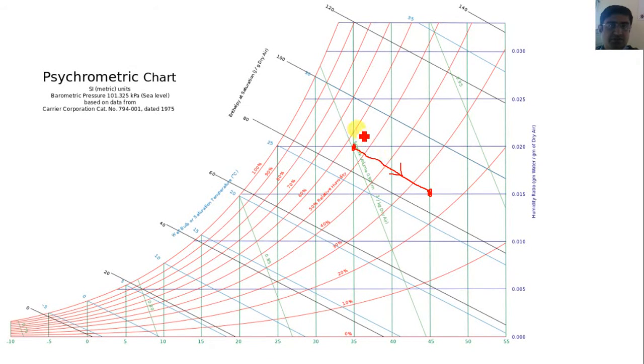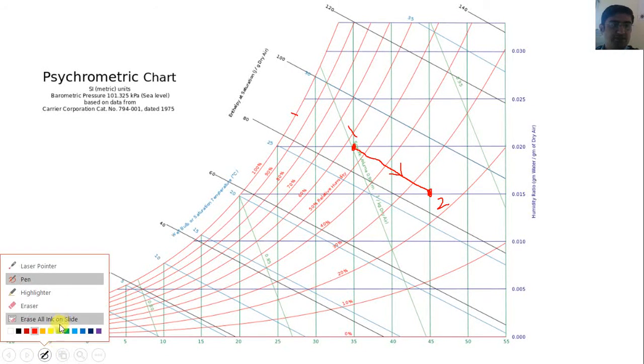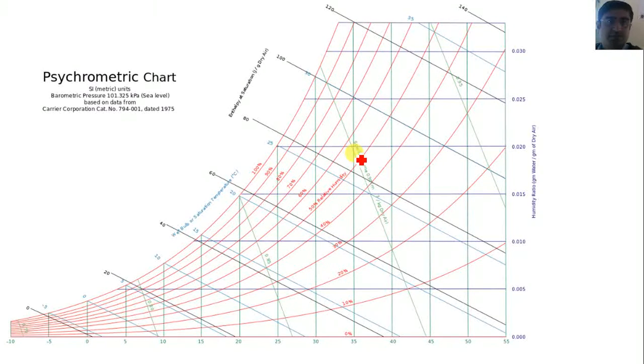So here is point number 1, point number 2. In this case you can see the value of enthalpy remains constant. It means that it is the case of an ideal process. But if you want to increase the value of enthalpy during this whole process, then the line must be somewhat inclined, not straight.